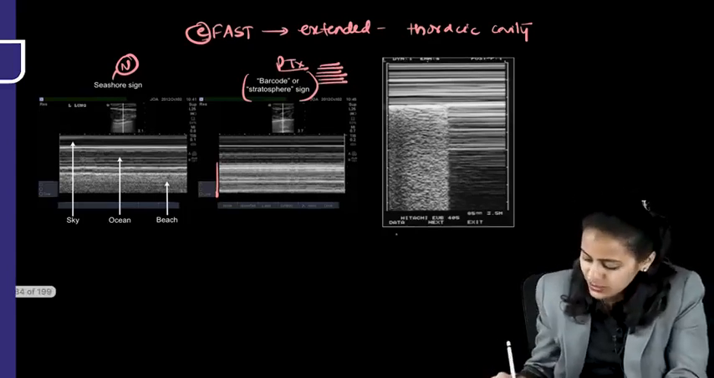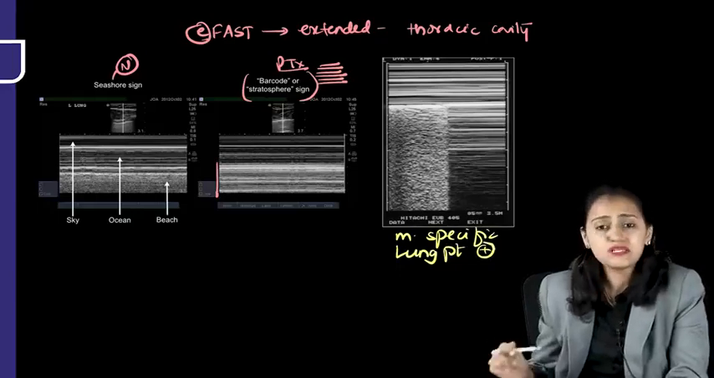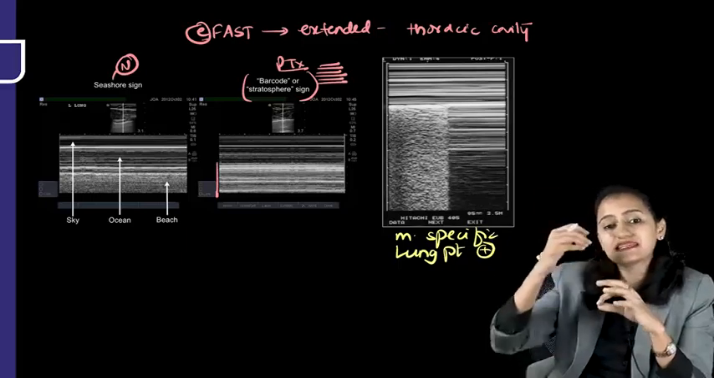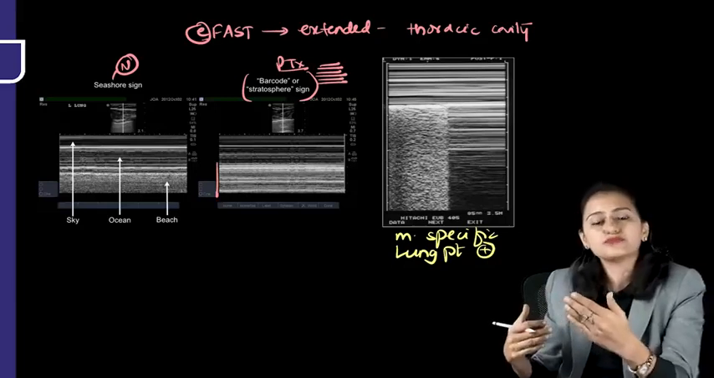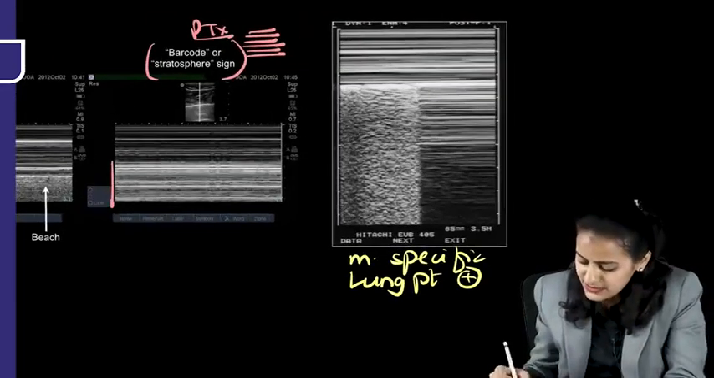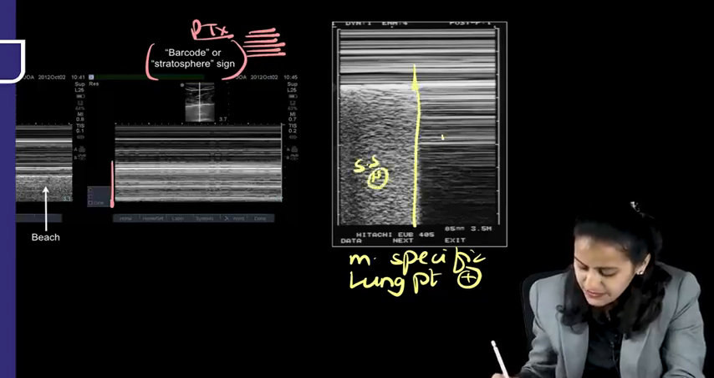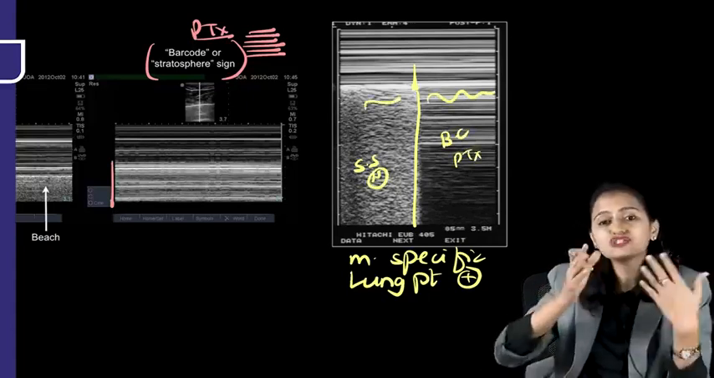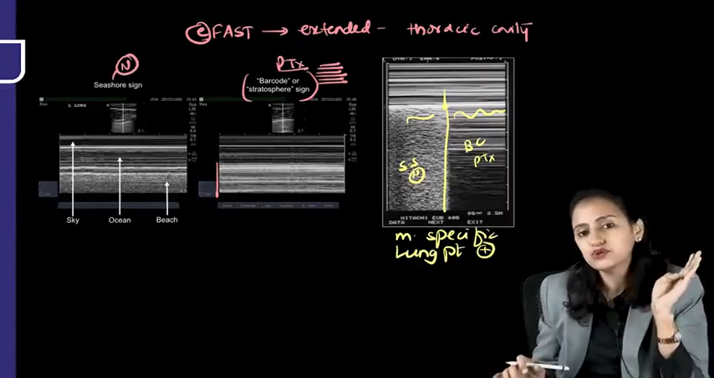The last image is showing the most specific sign in pneumothorax, that is the presence of the lung point sign. What is the lung point? The point in the lung where basically you are seeing the transition from the seashore to the barcode. That means from the normal to the pneumothorax. So this is what we are seeing in this image. Till this point, we are seeing the seashore sign which is normal. Here is the barcode sign which is suggestive of pneumothorax. Right, so the transition from one sign to the other, that is the most specific sign for pneumothorax.